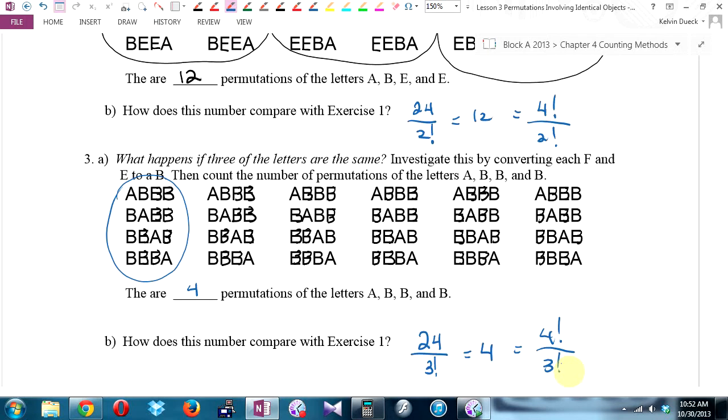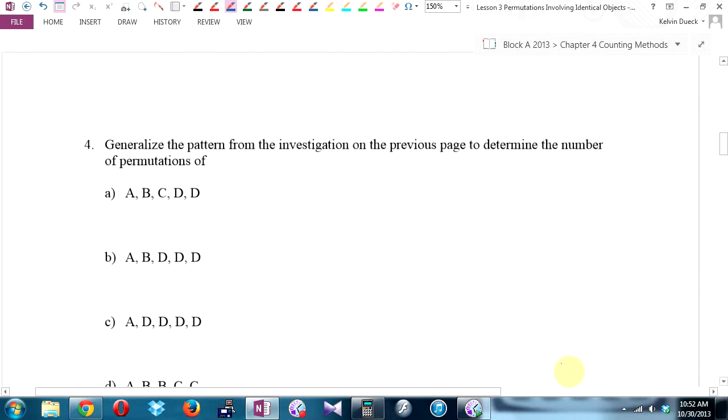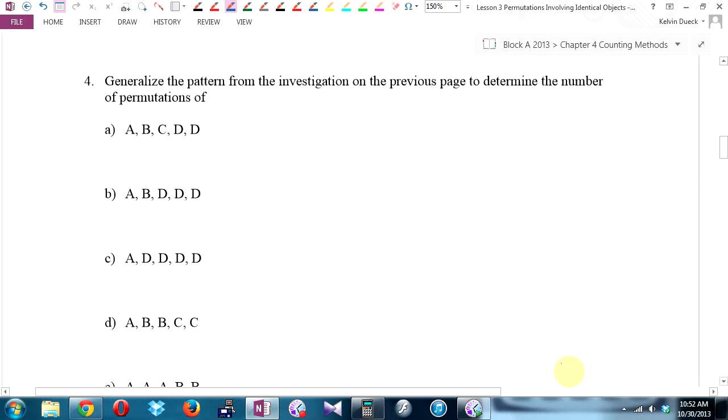This is going to be our general pattern. If you have letters repeating, it's the total number of letters, factorial, on the top, divided by how many letters are repeating, factorial. Which actually isn't that difficult a modification. So, let's generalize. Turn the page.